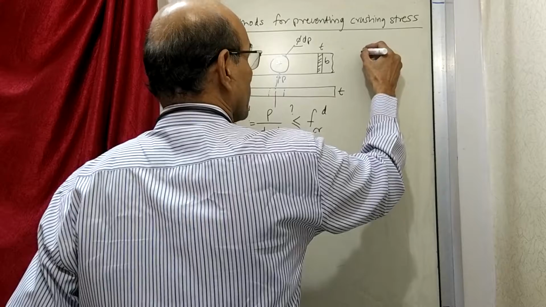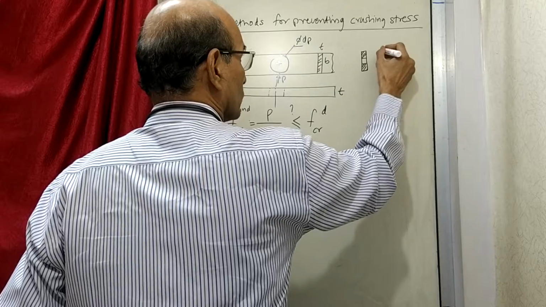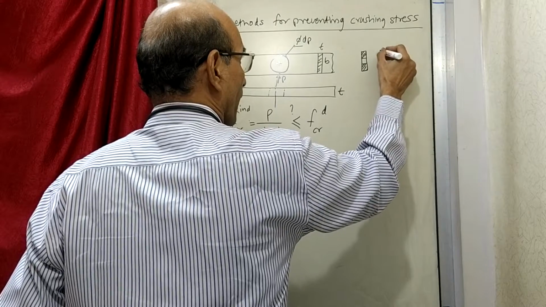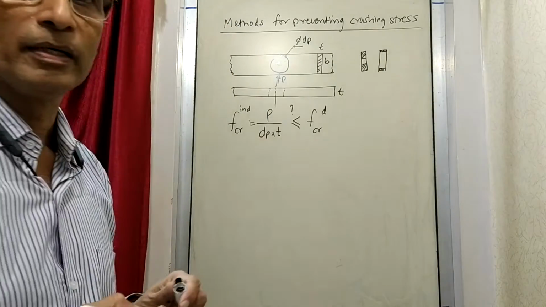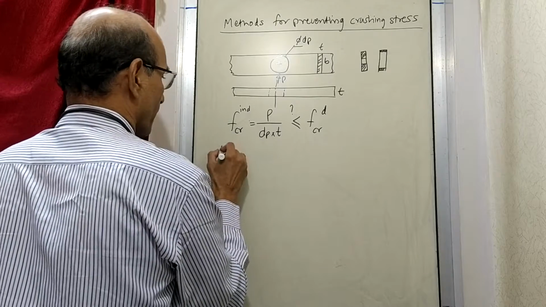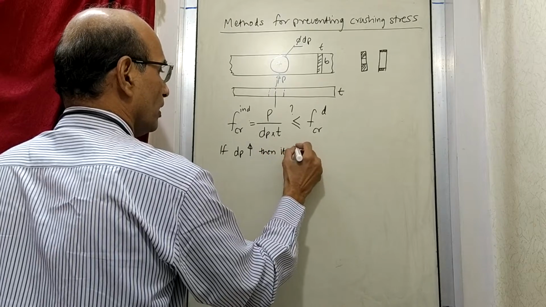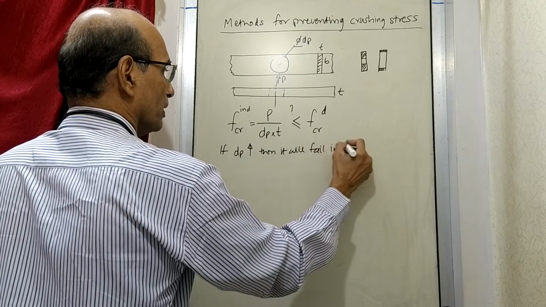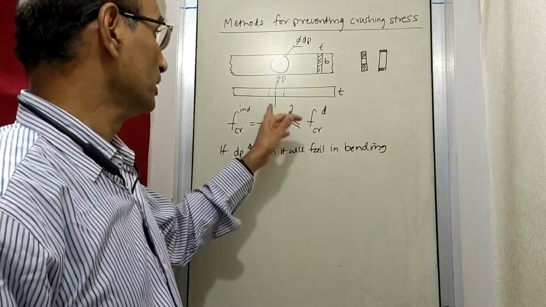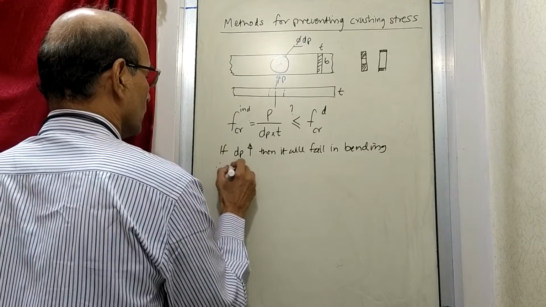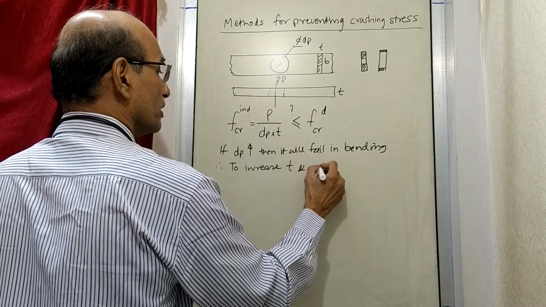So although this will become safe here because the diameter is increased, now it will fail in bending, because now the revised cross section, earlier the cross section was like this, and now the cross section has become different. If you increase the dp, your cross section will be different. So I'll write here, if dp is increased, then it may fail in bending. So the best way is to increase T and make it safe.